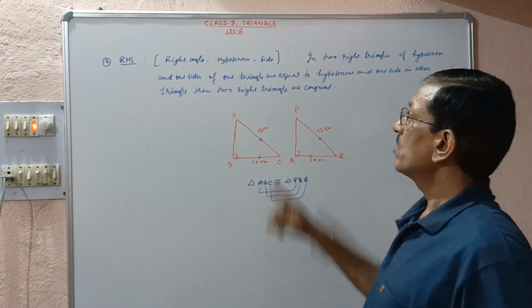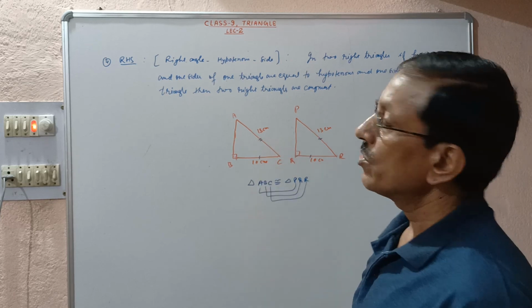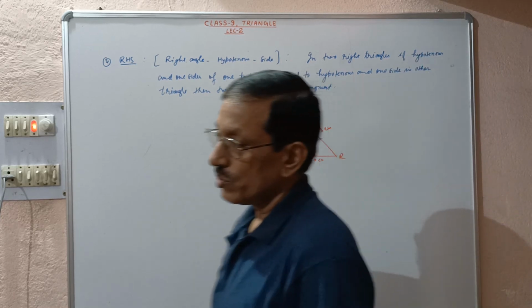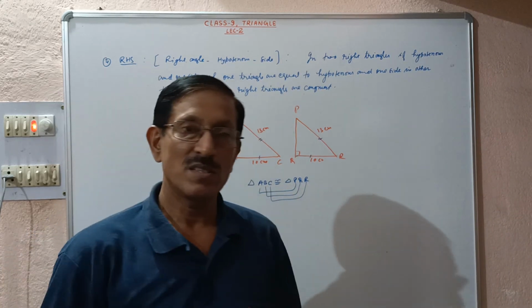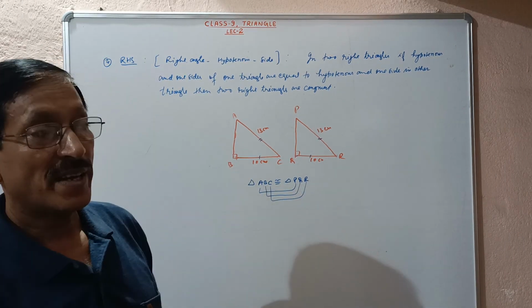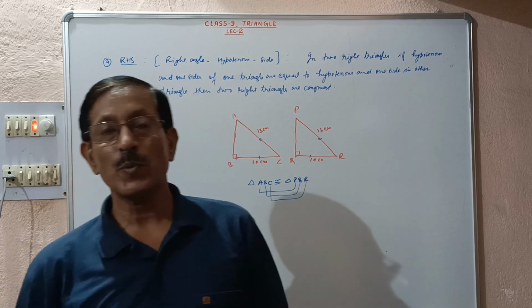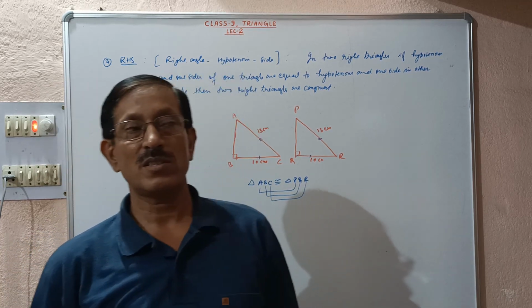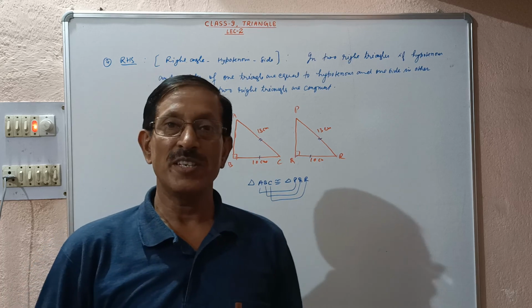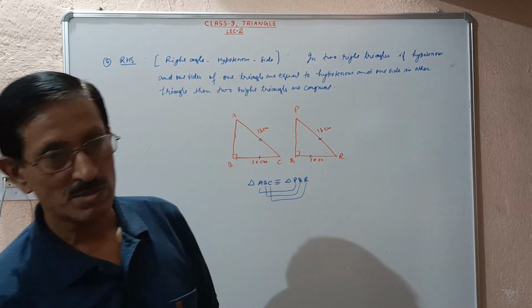So this is applicable for two right triangles. So these are the congruency conditions, at least 4 congruency conditions, and in the next chapter we will study more properties of two triangles and inequality of triangles.